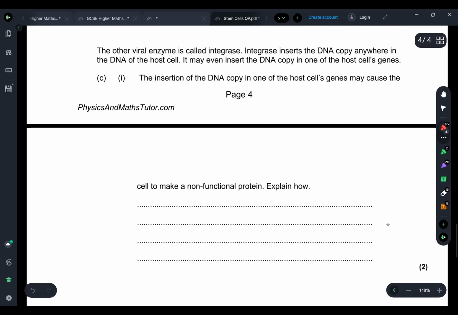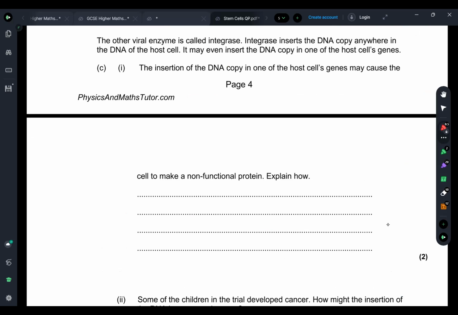So the other viral enzyme is called integrase. Integrase inserts a DNA copy anywhere in the DNA of the host cell. It may even insert the DNA copy in one of the host cell's genes. The insertion of the DNA copy in one of the host cell's genes may cause the cell to make a non-functional protein. Asks you to explain how.